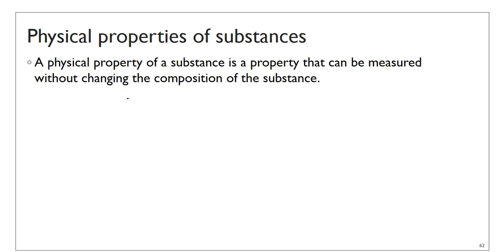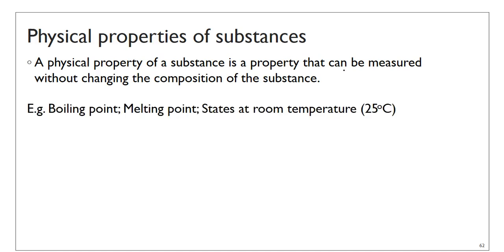Anyway, a physical property of a substance is a property that can be measured without changing the composition of the substance. That's the definition of physical properties. You don't really need to remember that, but you need to know some examples of physical properties. So things like boiling point, melting point. Boiling point is just another name for boiling temperature. Melting point, melting temperature, or the state of something. Is it a solid, liquid, or gas at room temperature? These are things that you can measure or observe without changing the chemical composition of a substance.